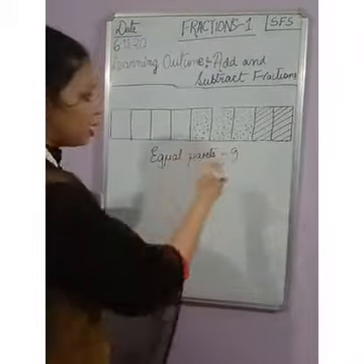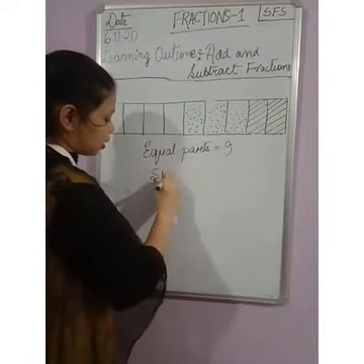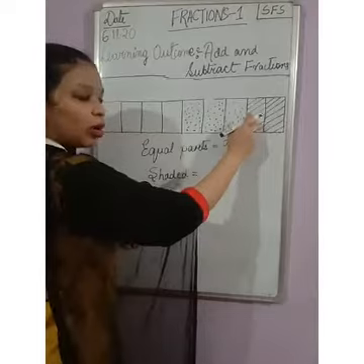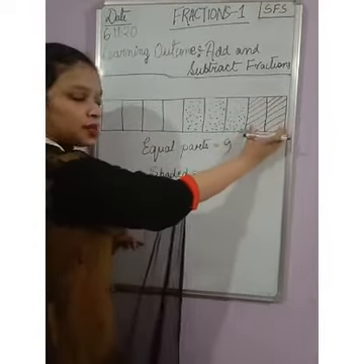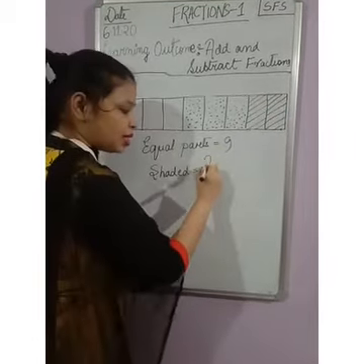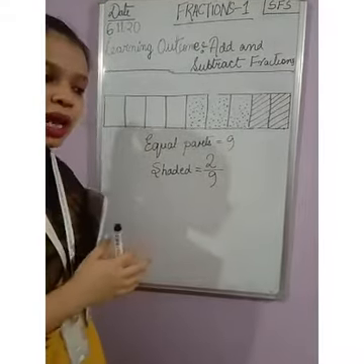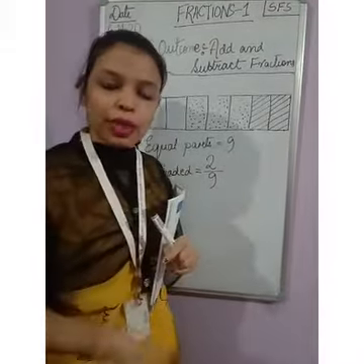So what is the part that represents the shaded? In fraction I am going to write shaded equals to 2. Out of 9 it represents 2. So what I will write here? 2 by 9. Okay children, some children are having doubt about the numerator and denominator.